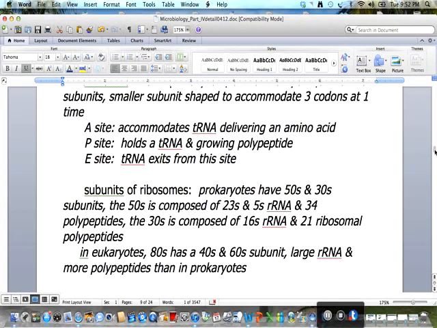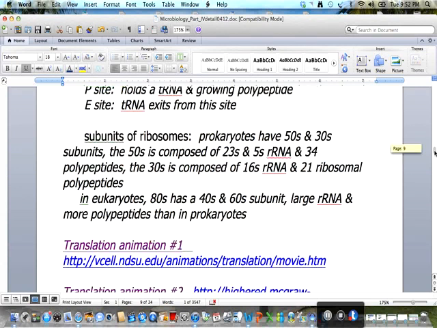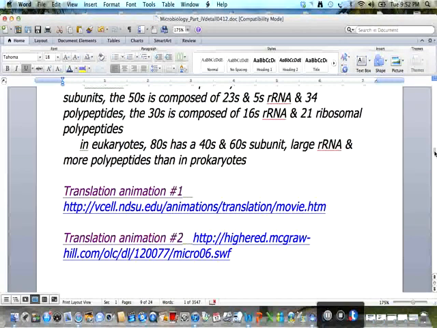The subunits of the ribosomes are made of smaller subunits themselves. The prokaryotes have a 50S and 30S subunit. The 50S subunit is composed of a 23S and a 5S rRNA and 34 polypeptides. The 30S is composed of a 16S rRNA and 21 ribosomal polypeptides. In eukaryotes, the 80S ribosome is composed of a 40S and 60S subunit. They have a larger rRNA and more polypeptides than those in prokaryotes.